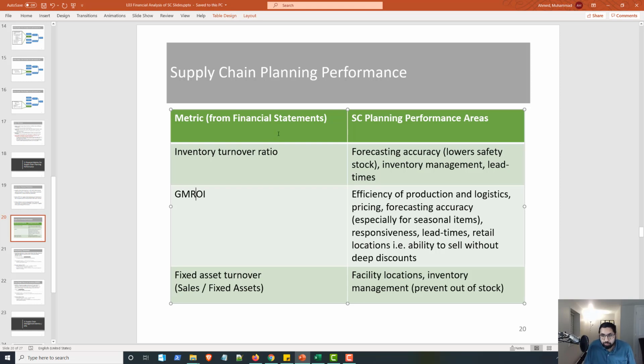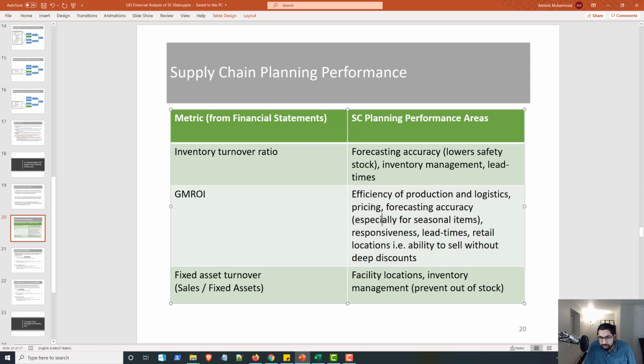Okay, so inventory turnover ratio captures the effects of forecasting accuracy, because that can lower safety stock, and the lower the safety stock, the higher the inventory turnover ratio. It captures the planning, inventory management and lead times. The gross margin return on inventory is about efficiency of production and logistics. It captures pricing issues as well, forecasting accuracy, especially for seasonal items, responsiveness, how quickly you can respond to changes in demand, lead times, retail locations, ability to sell without deep discounts, and so forth, a whole host of things that are related to planning.